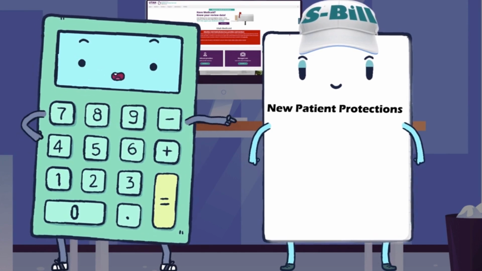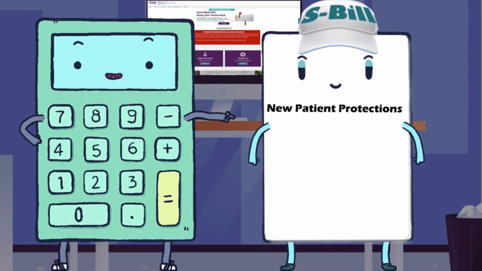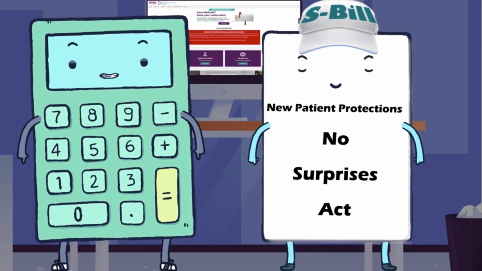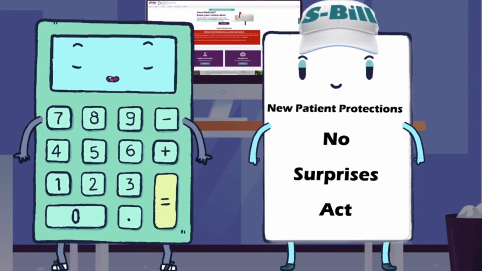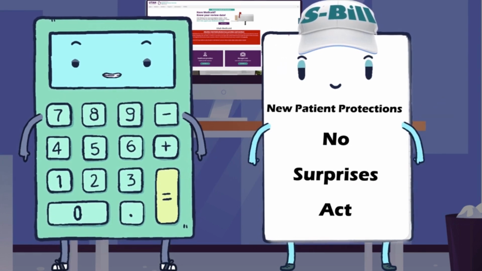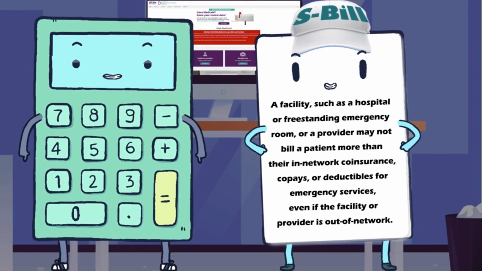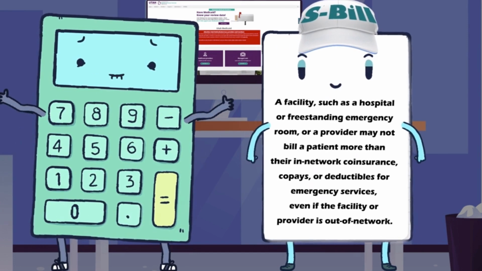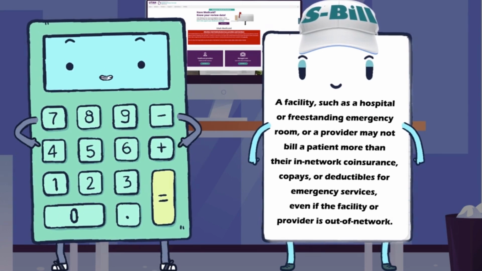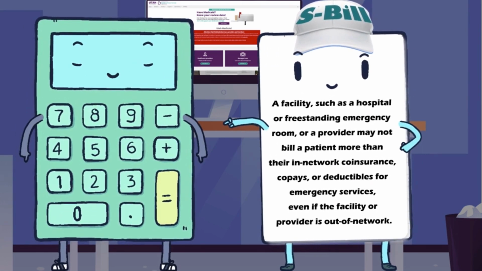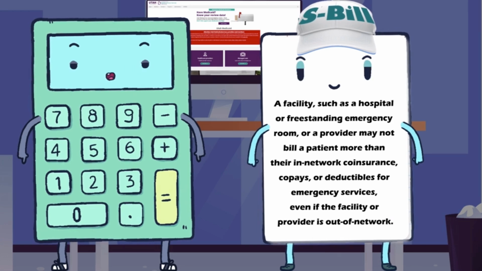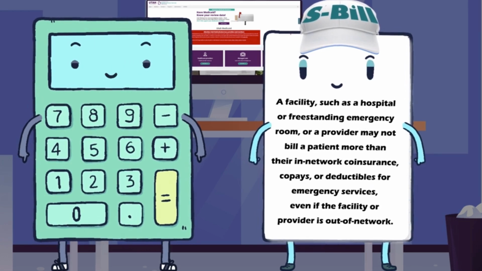Protection from most surprise balance billing arrived in 2022, thanks to the No Surprises Act. This federal legislation was incorporated into the Consolidated Appropriations Act of 2021, which Congress passed in December 2020. A facility, such as a hospital or freestanding emergency room, or a provider may not bill a patient more than their in-network coinsurance, copays, or deductibles for emergency services, even if the facility or provider is out of network.